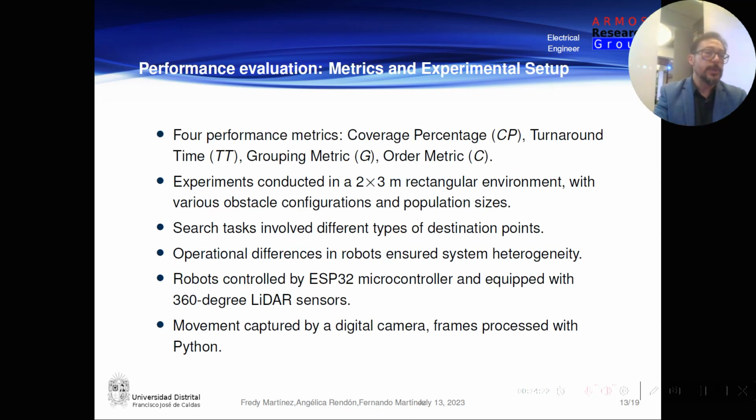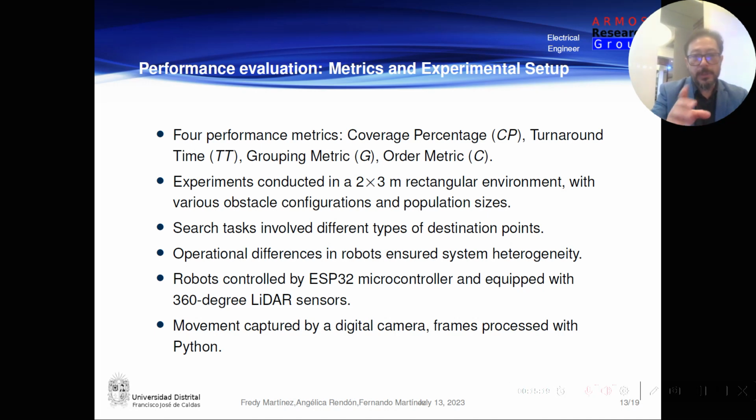These are the metrics that we are using in this approach. We are using four metrics: the coverage percentage, that is the size of the environment that is actually covered by the system, by the robots. In all the experiments, that percentage is always the same, 100%, because we let the test run the time that is needed to finish the task. The turnaround time is actually the most important metric, then the group metric, and the order metric, that tell me how the group, the system, behaves over all the time.